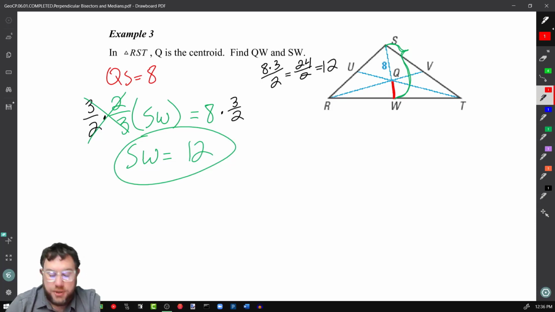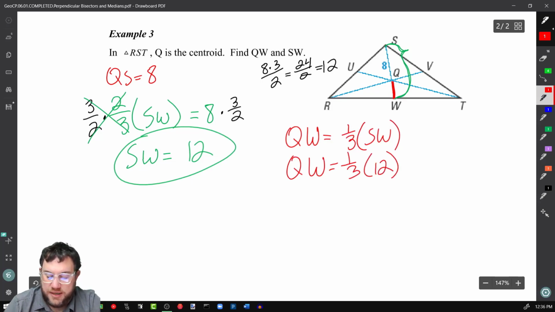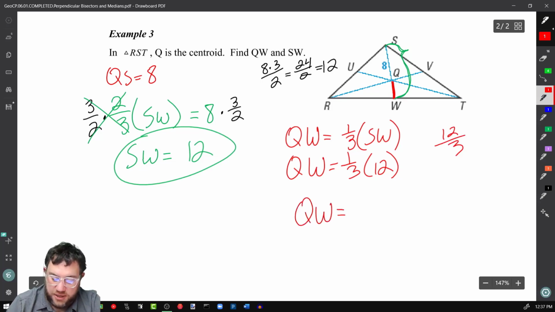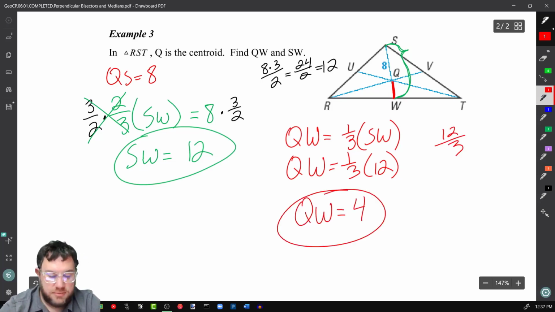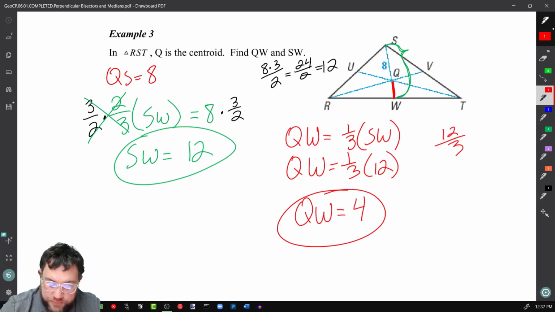Now we know that QW is 1/3 of SW. So QW is 1/3 of 12. And you could look at that as 12 over 3 if you wanted to. But that's going to make QW 4. Now you don't have to find SW first. There are several different methods you could go through to figure out what SW and QW are. But this was just one way to do it.